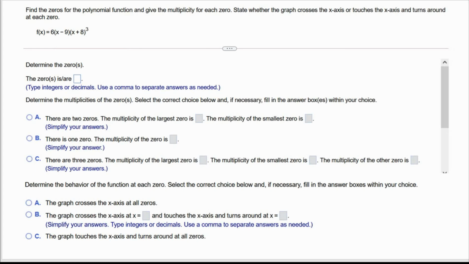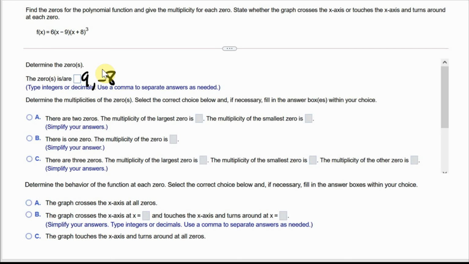All right, more of the same. Here it's already factored, so I have 9 and negative 8. Make sure you get your signs right. Okay. So here we have 2 zeros.